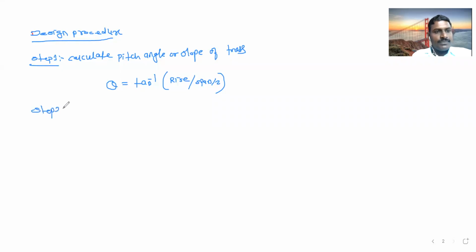Then step 2, calculate spacing of truss. If not given, then we have to calculate spacing of truss. So spacing of truss we can calculate as 1/3 to 1/5 of span.